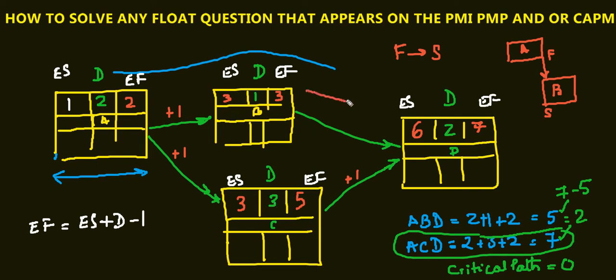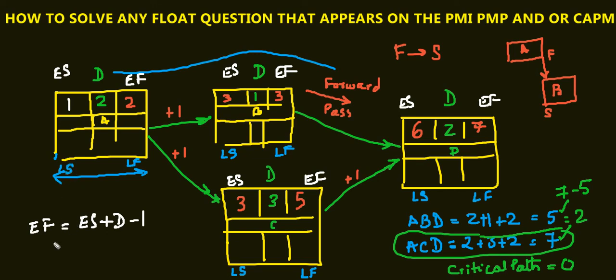This is called the forward pass, going forward. Let me just write some things for you. This is called late finish and late start. Late finish, late start, late finish, late start.